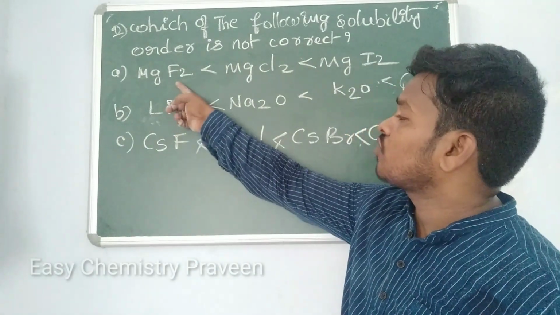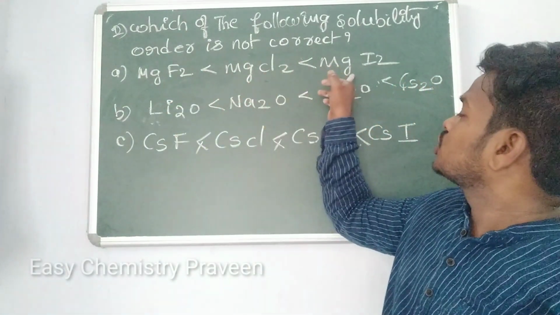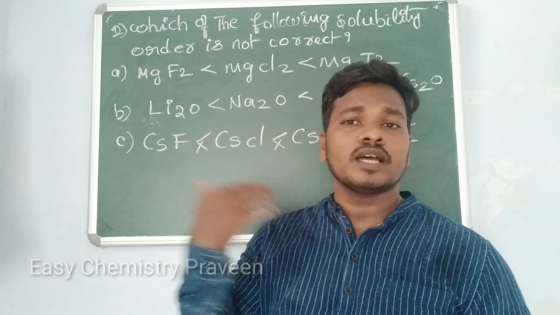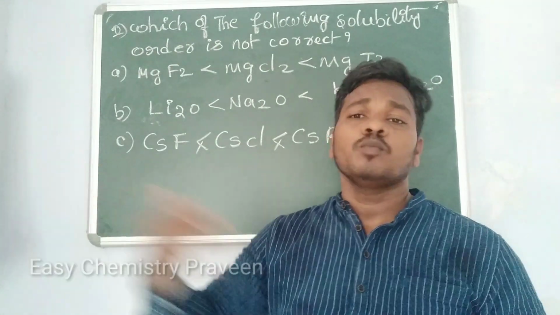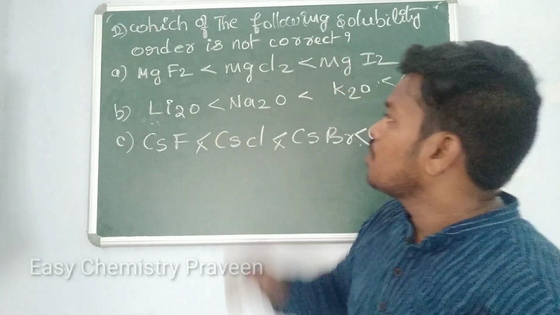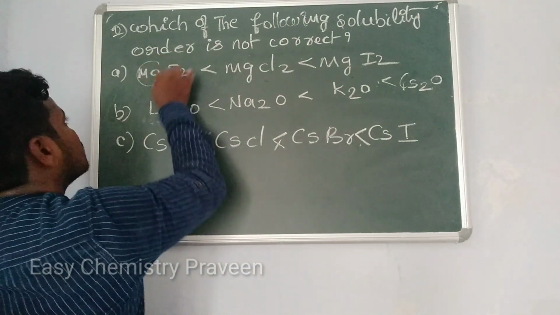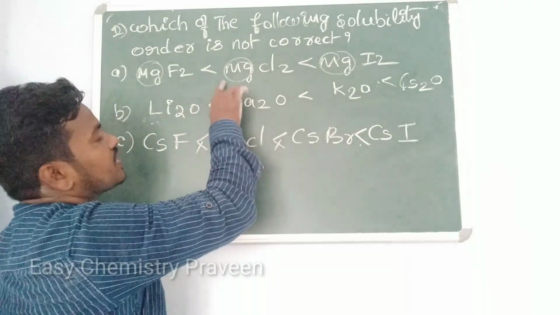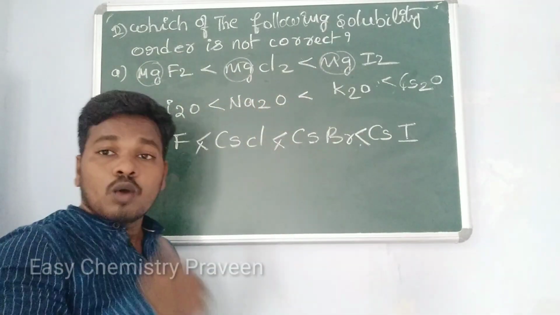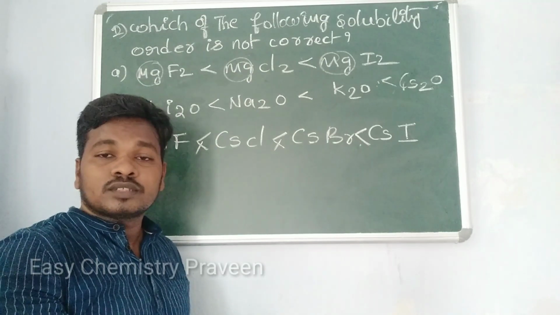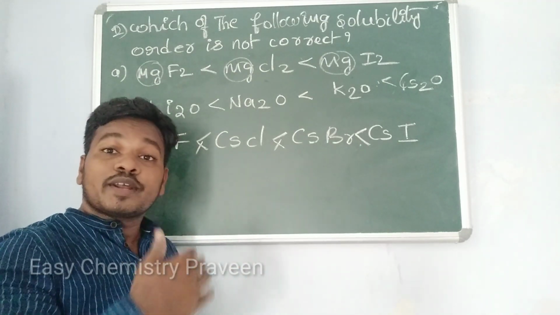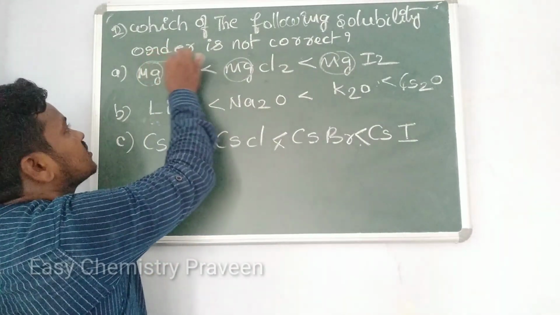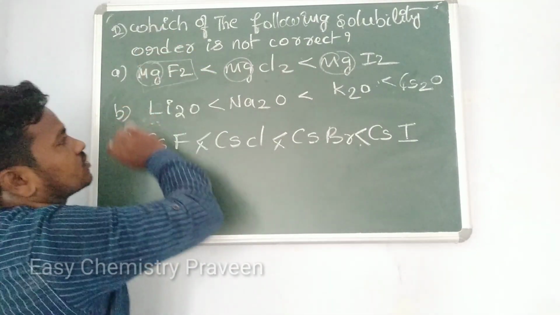See here: magnesium fluoride, magnesium chloride, magnesium iodide. If the size difference is more, they will have more solubility. Magnesium is the common thing here. Whenever you see a common thing, you have to identify whether the cation is common; then you have to identify the more anion size. If the anion is common, we have to identify the more cations. So here, magnesium fluoride, both have nearly similar, small size only.